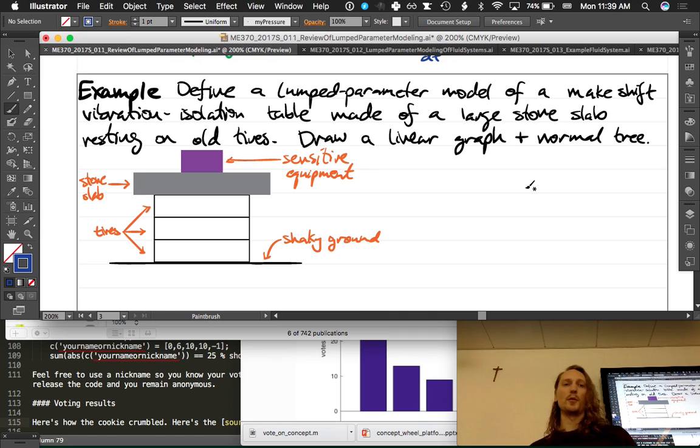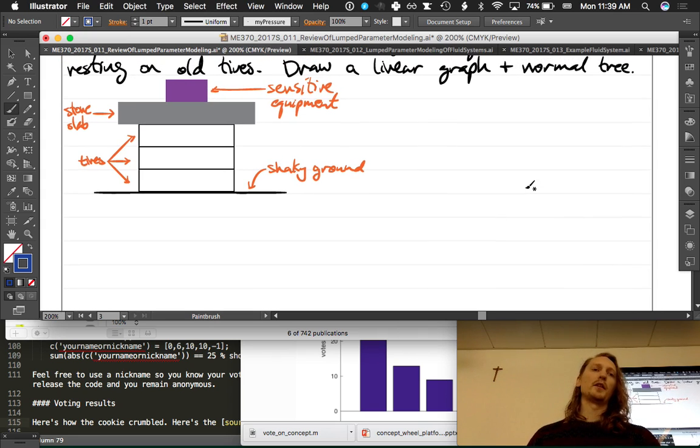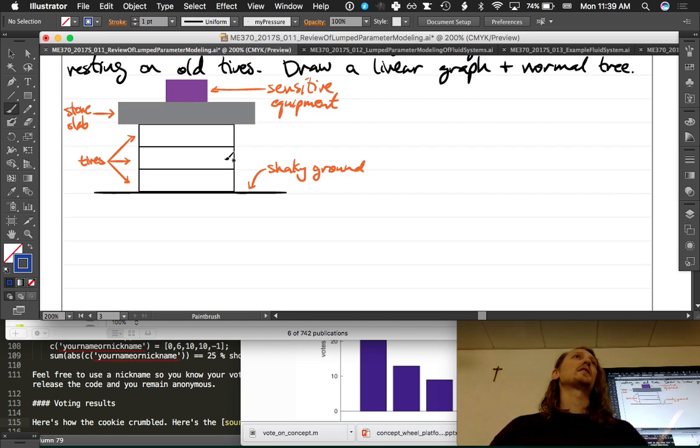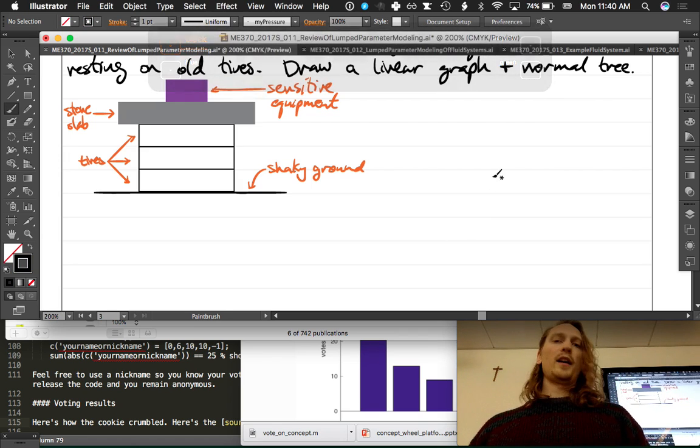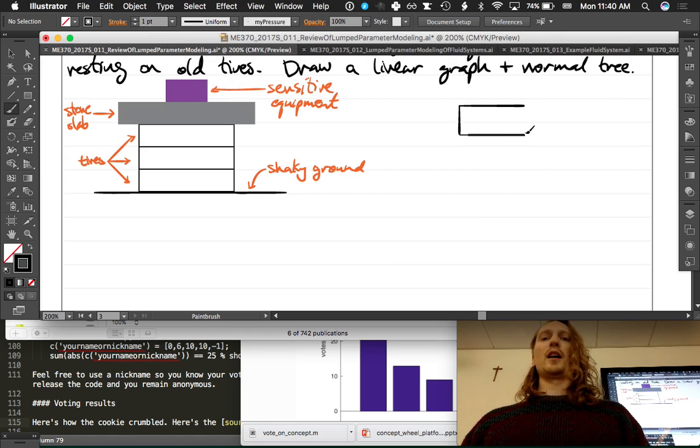Draw a linear graph and normal tree. So we're not going to go through the whole thing. We're just going to do the linear graph and normal tree. So say we had some sensitive equipment on there, and we don't want vibrations to get through. Let's see, we put 3 tires, and we know how much the stone slab weighs, and we know how much the equipment weighs. What kind of vibration isolation do we get is the sort of question we might ask. And so we want to model it. And that's what we'll do here. So let's draw a lumped parameter diagram of it.